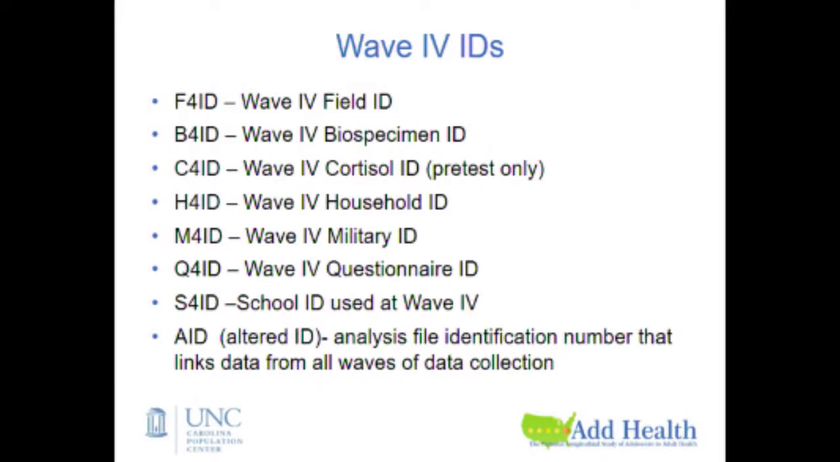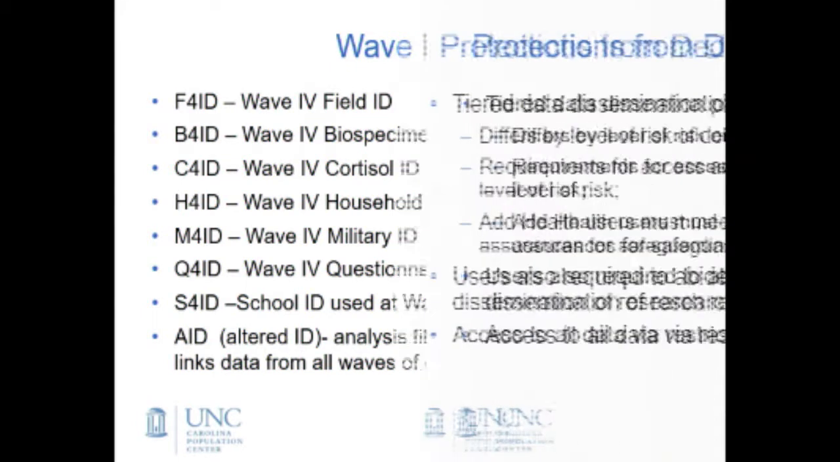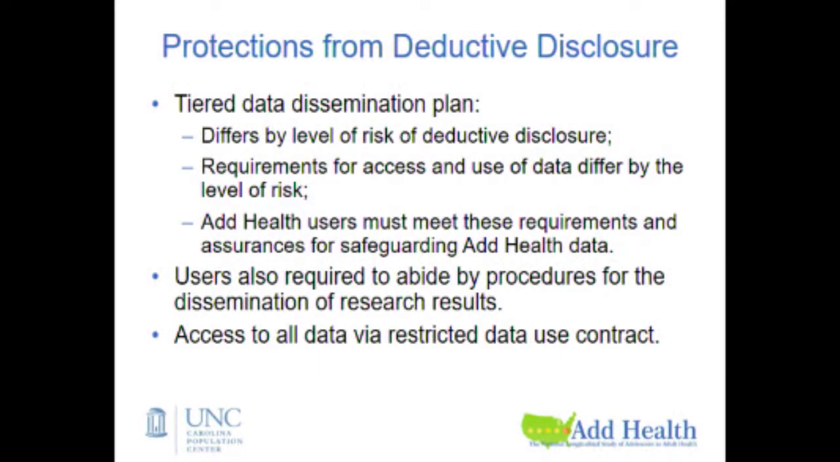We have multiple IDs that also keep the identities secure. Here's an example. This is wave 4, and these are all the different IDs that we use. We have a biospecimen ID, a different biospecimen ID, a household ID. We got information for those who are in the military. They have their own military ID, and so on. All of these IDs are used to collect data, and they're all linked. But those links are with our security manager outside. So that was one way that we protected against direct disclosure.